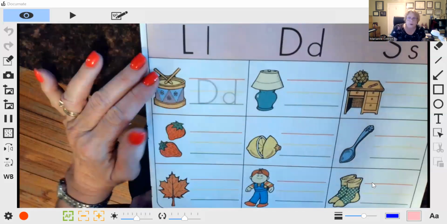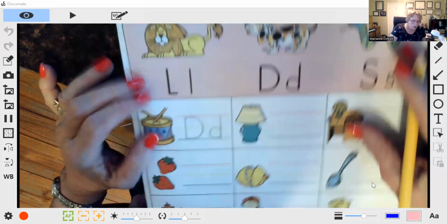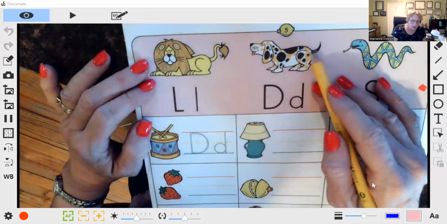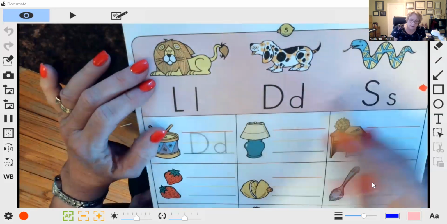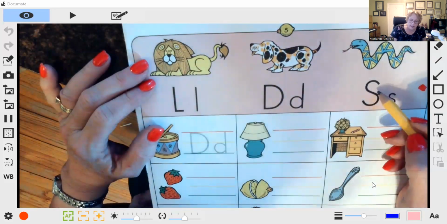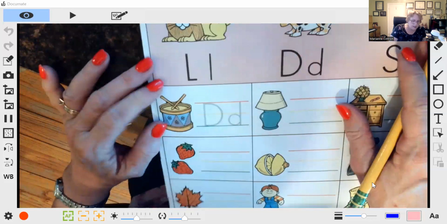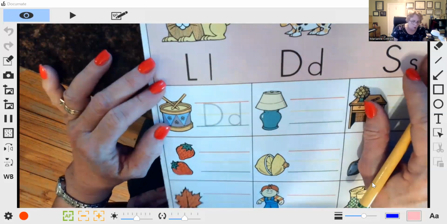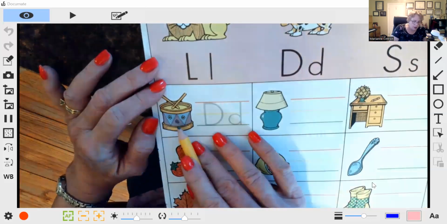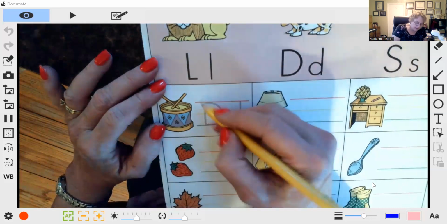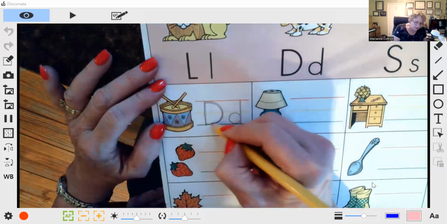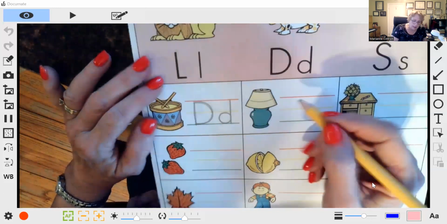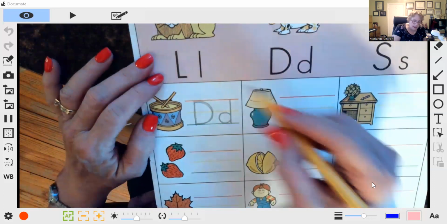Now, we're going to do a little cumulative work. We have lion, O-L, dog, D, snake, S. Okay, the sound goes second. We say the letter name when we write. So we have drum, D, I'm going to outline that. Remember our C stroke with a line. Lamp, O, L.